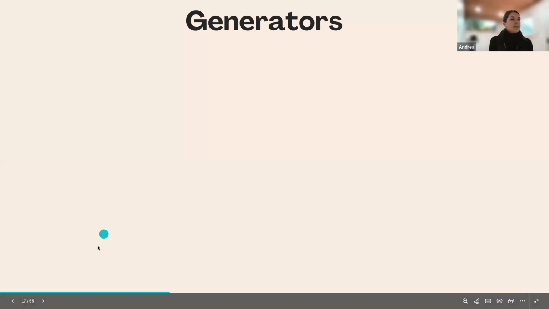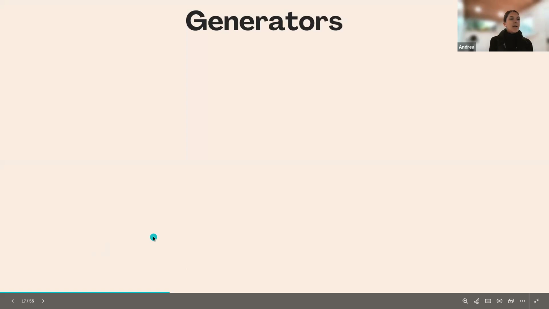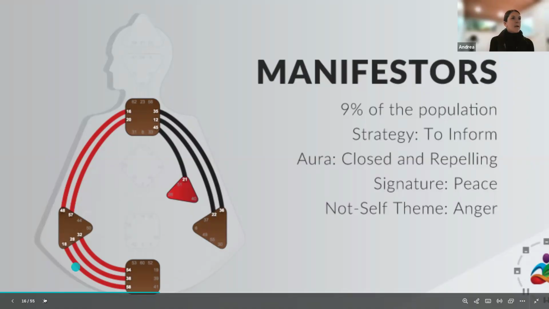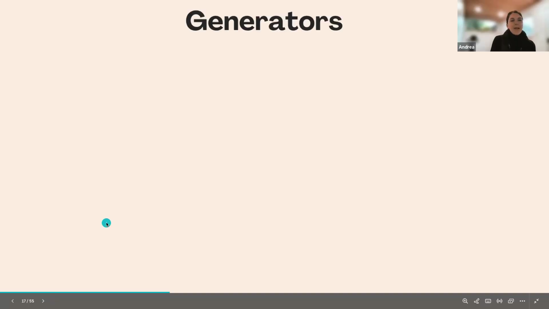Okay, generators. Now, I don't know if this slide is going to work either. I think I put too much on them and now it's not working, so sorry. Let's see. Okay, so we'll just go by whatever.